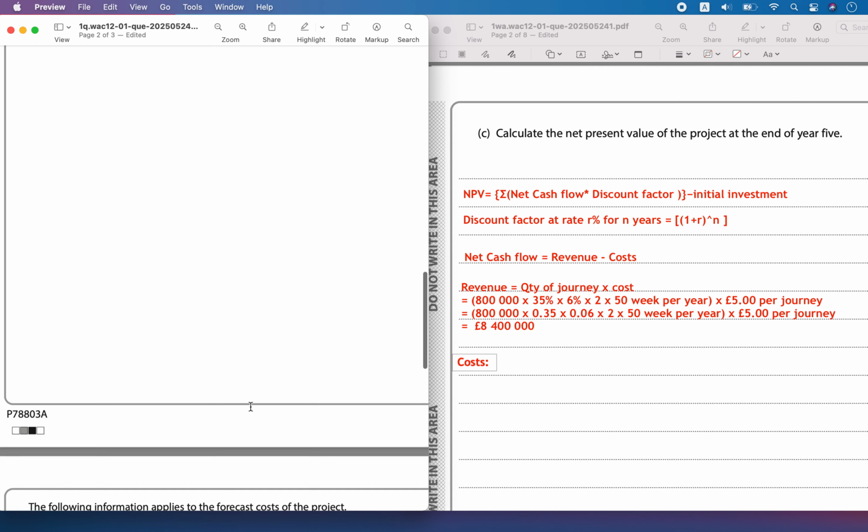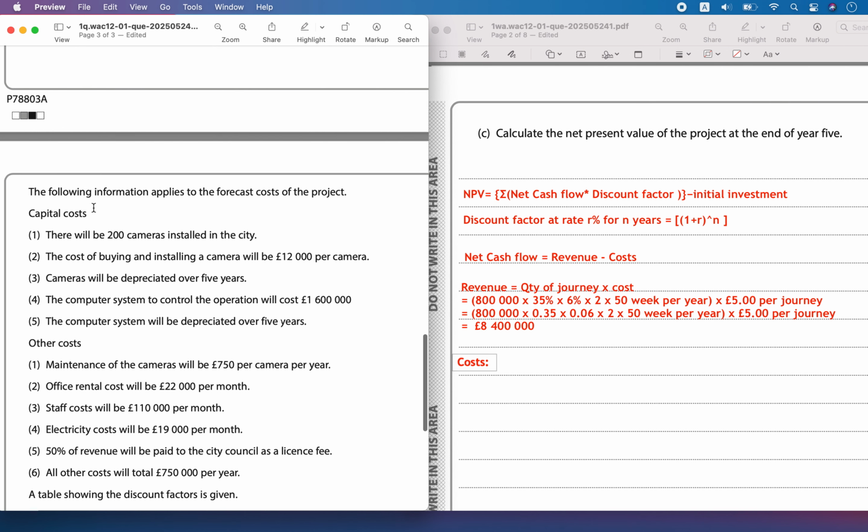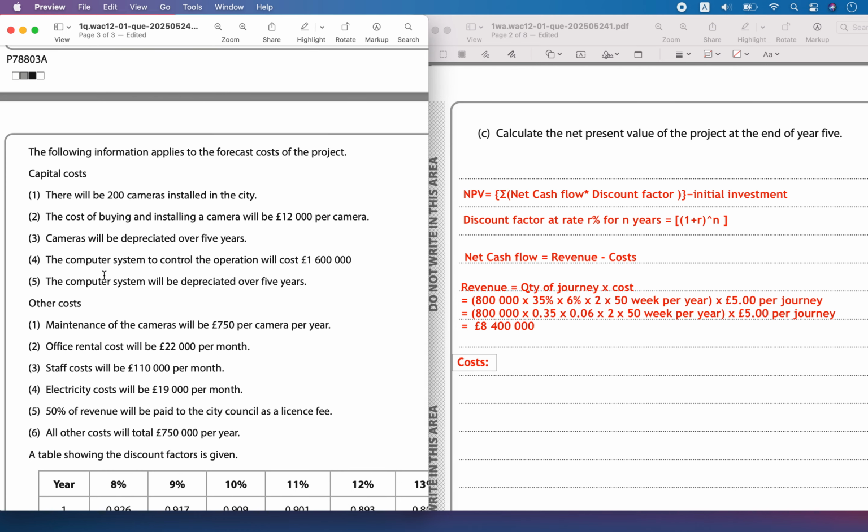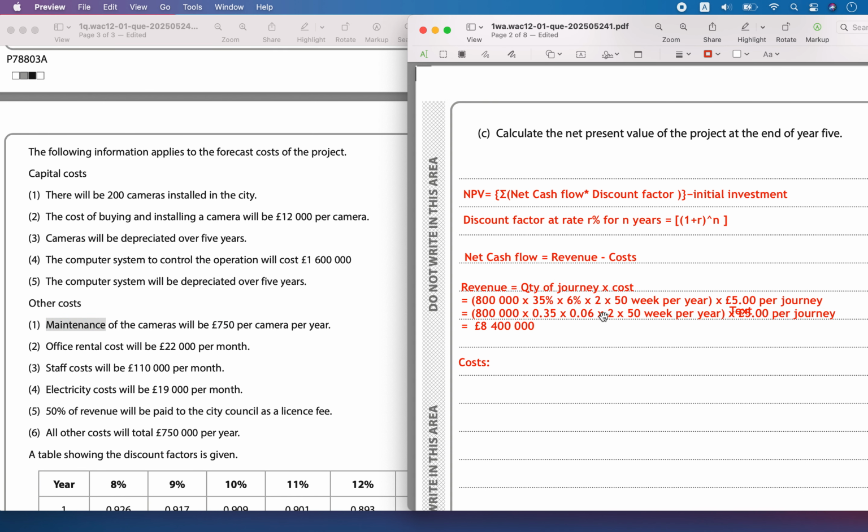So the costs are nothing but, for that they have given the information here. The following information applies to the forecast costs of the project. Capital costs is there, and then other costs. But we need only the other costs, not the investment cost. So let's calculate the costs which are involved here. First one is the other costs, the maintenance.